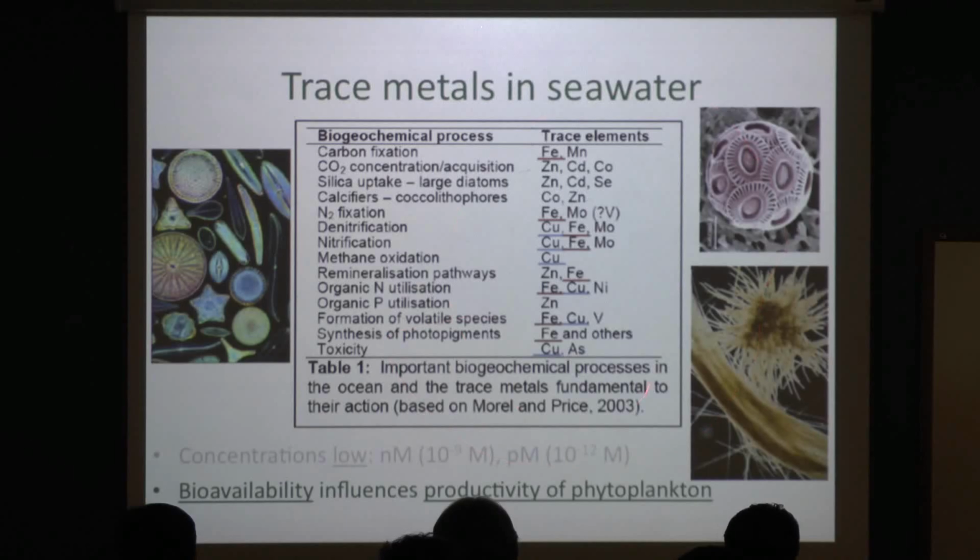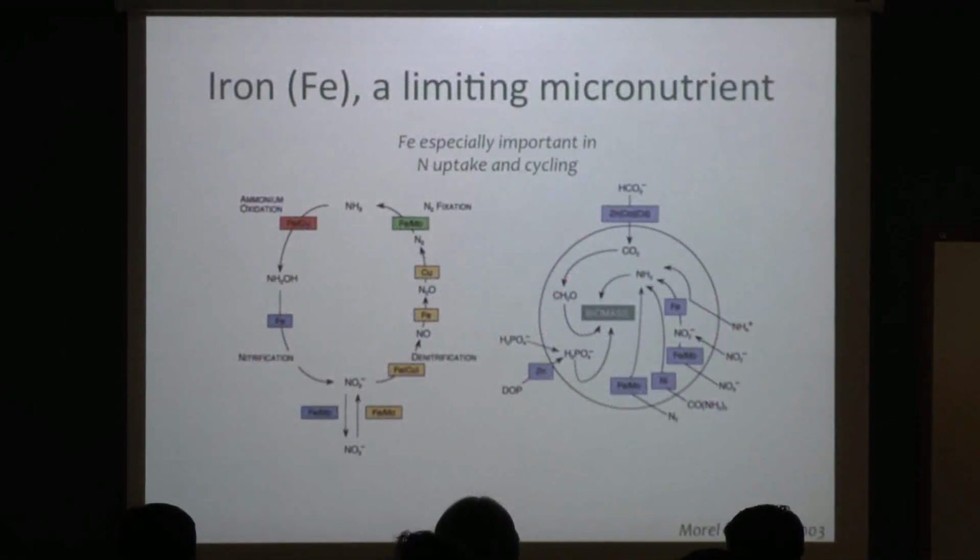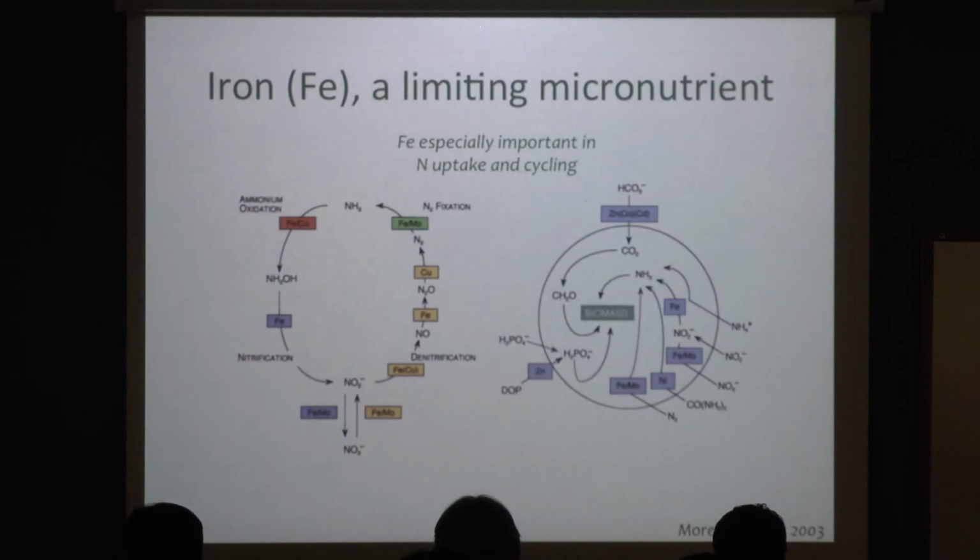And part of that is because you can see that they play a very wide-ranging role in governing productivity of phytoplankton. So iron in particular is a limiting micronutrient in the oceans. It's exceedingly important. This, again, is from that same Morel and Price paper. This is showing the nitrogen cycle, and then the colors are the different trace elements that are involved in the enzymes for each step of this cycle. And you can see that iron is in every step of the nitrogen cycle, one way or the other.